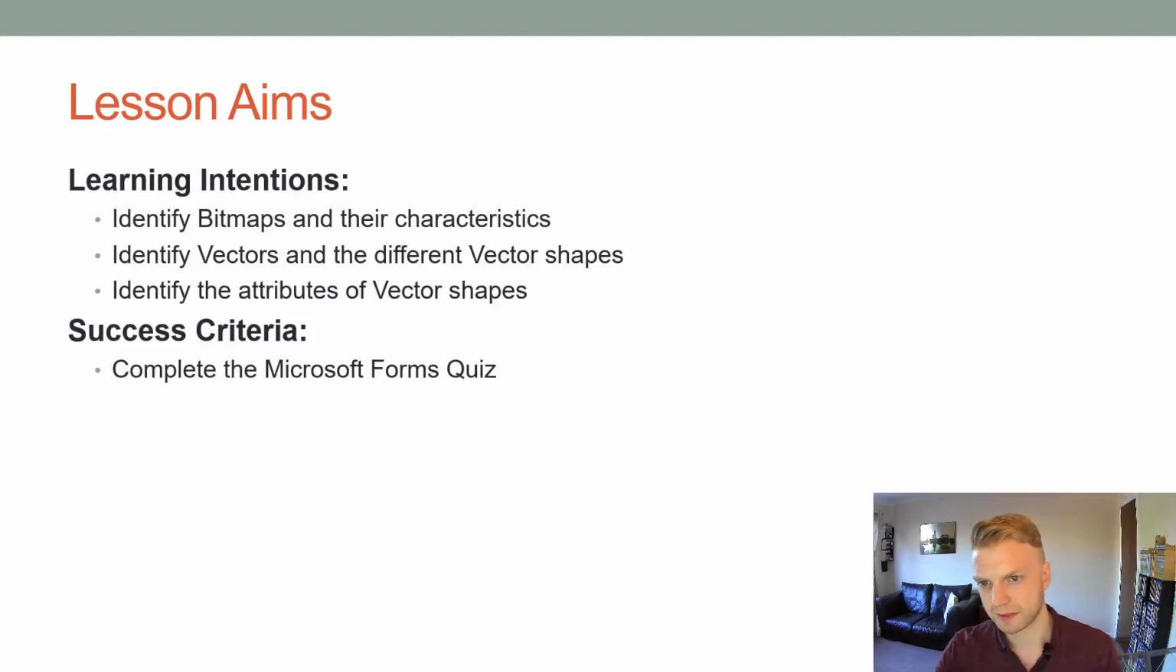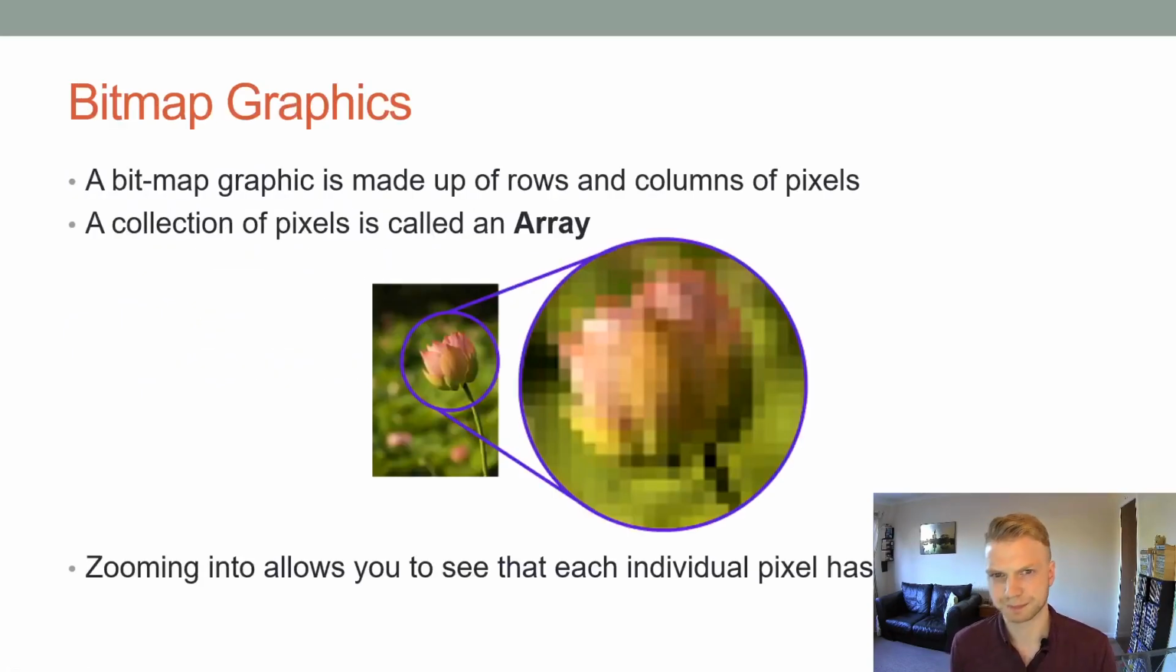Right, hi everyone. Today we're going to be looking at images and the two different types of images, so bitmaps and vectors, and all their characteristics, especially vectors, because that's not something you might necessarily be familiar with. So we'll start with, what is a bitmap?